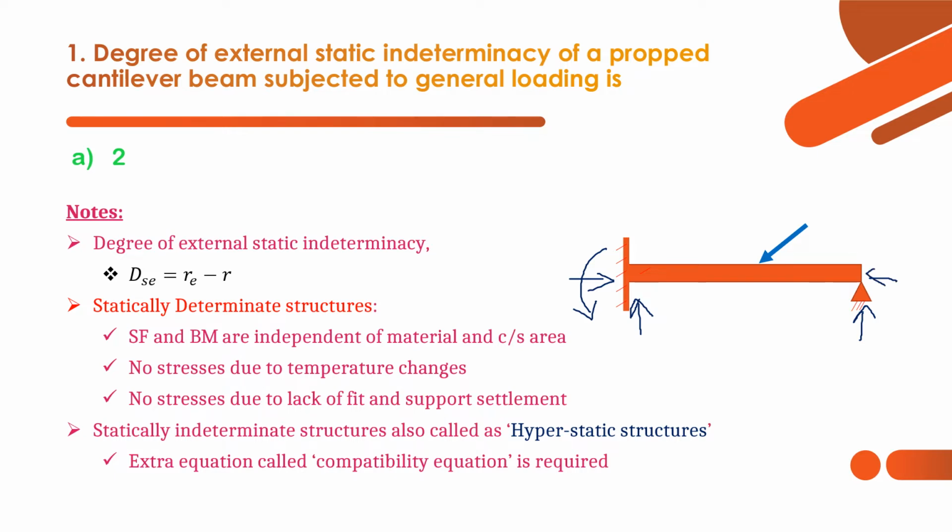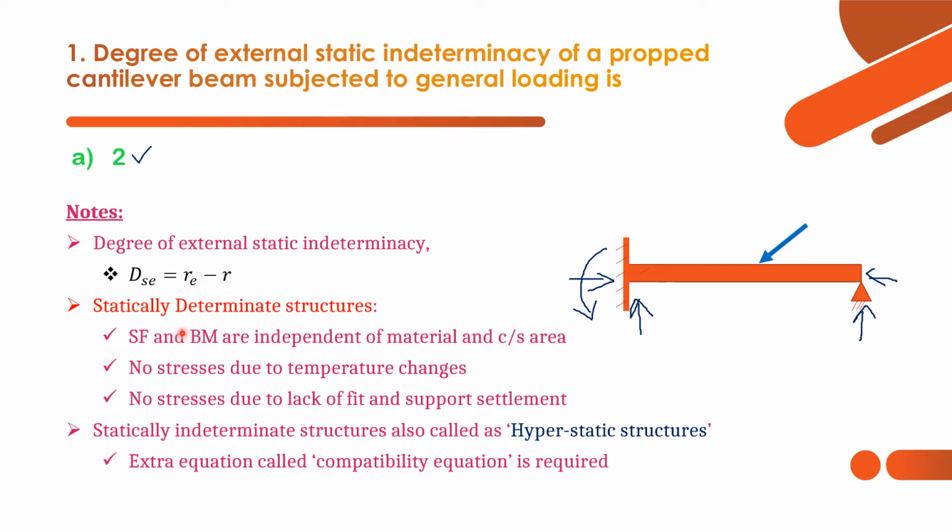So in total we have 5 external reactions and we have 3 equilibrium equations, nothing but summation of moments is equal to 0, summation of Fx is equal to 0, summation of Fy is equal to 0. That is moment, vertical reaction and horizontal reaction. So 5 minus 3 is 2. And let's see some points regarding statically determinate and indeterminate structures.